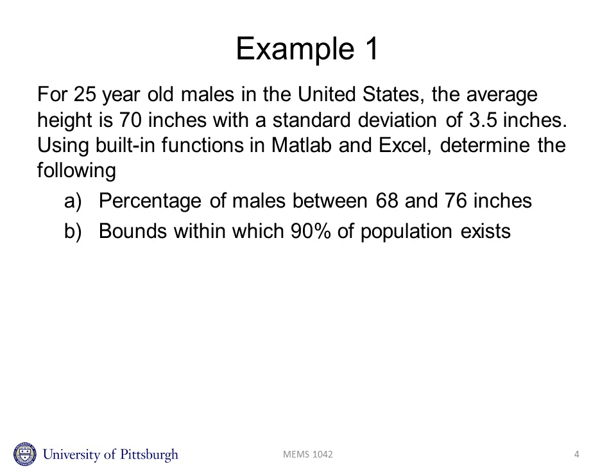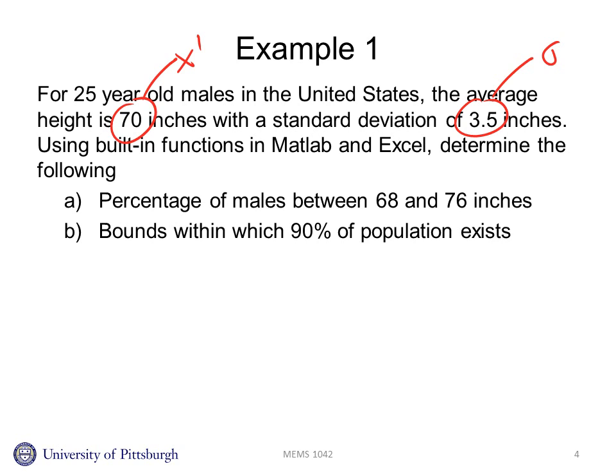So let's take a look at a quick example. In example 1, we are analyzing the height of 25-year-old males in the United States. The average is 70 inches with a standard deviation of 3.5, and we want to use Matlab and Excel to first find the percentage of data that lies between 68 and 76 inches, and then the bounds within which 90% of the data would lie.